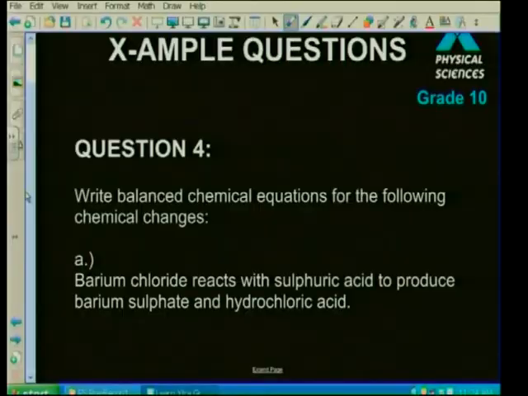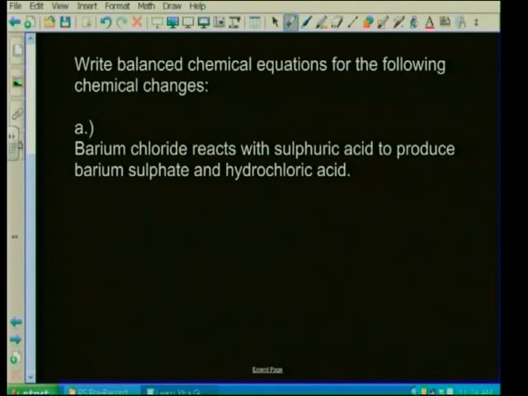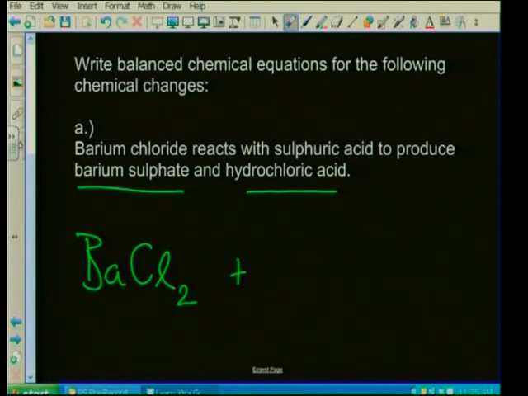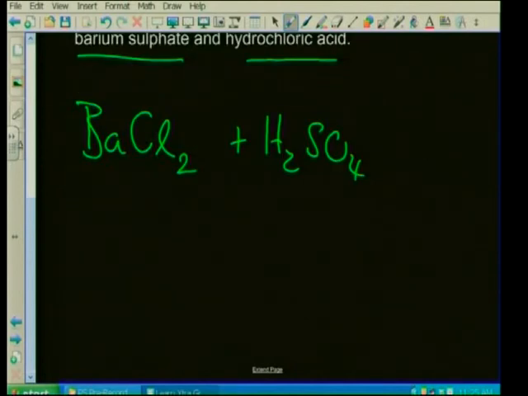Okay, let's move on. These are the challenge questions now in terms of balancing equations. Right, here we go. We've got barium chloride reacts with sulfuric acid to produce barium sulfate and hydrochloric acid. So what we're going to do is write down the formula. First of all, barium chloride, BaCl. But barium is in group 2, so it's BaCl2, plus sulfuric acid, H2SO4. Now, just to make some space, I'm going to write the products underneath. Please don't do that. You might write them all on the same line, but I'm doing it here so that you can see it.